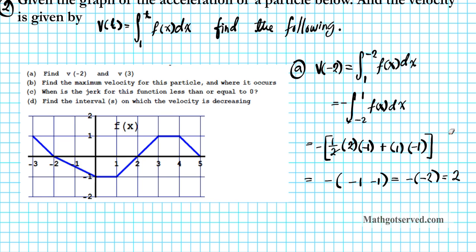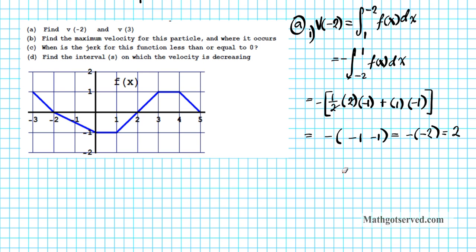Alright, so for the second part of part A, we have to find v of 3. So let's just call that double I. V of 3 is similar to this. We're going to look for the integral from 1 to 3 of f of x dx. Okay, so in this case now we're going from 1, we want to look for this area, all the way to here, this area right here.